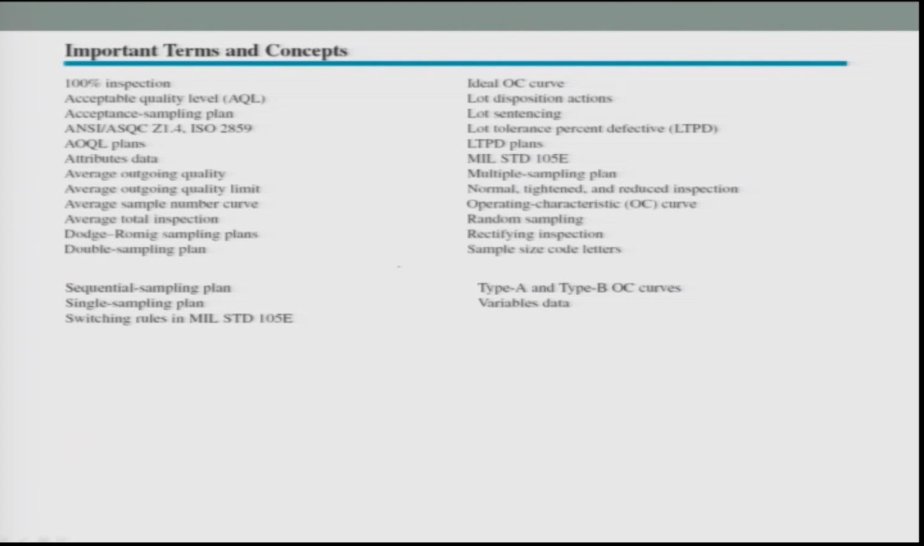So, important terms which we have considered are 100% inspection, AQL value, AOQL value, attributes, sample size, average total inspection, Dodge-Romig plan, sequential sampling, single sampling, double sampling, then OC curves, lot size, sampling plans, multiple sampling plans, which is the sequential sampling one, and so on and so forth.